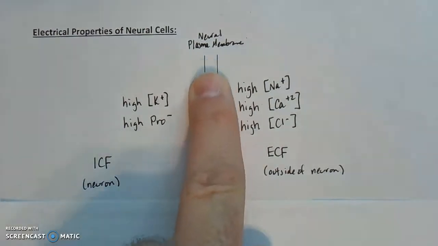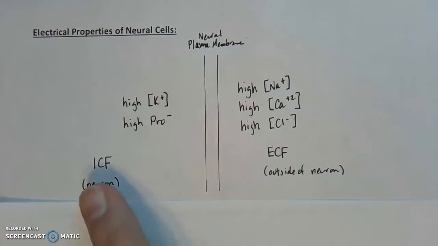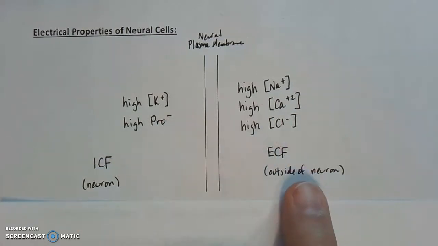So here is our plasma membrane of the neural cell. We know that it's a phospholipid bilayer, so two layers here, and water can freely go between these. But when a cell is at rest, and we were able to look at the ICF, or intracellular fluid, and ECF, extracellular fluid, we would see that we have different concentrations of certain ions.